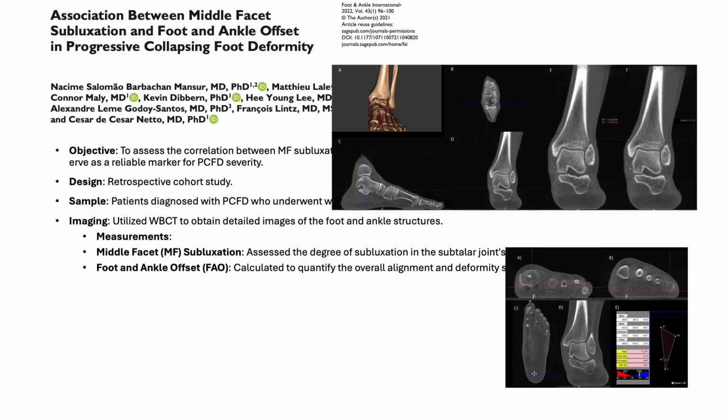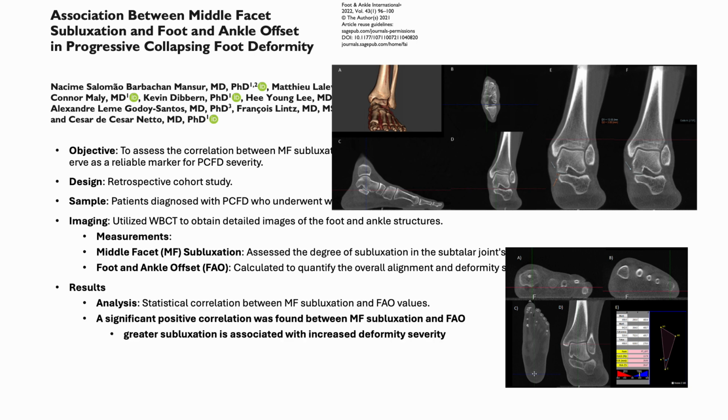And then they took basically the first metatarsal, fifth metatarsal, and then talus. That's your, and then you can get the foot and ankle offset, calcaneus, and you get the foot and ankle offset number because that'll help tell you if you're in a varus or valgus position. And what they found was a significant positive correlation between middle facet subluxation and foot and ankle offset. So basically, if you had greater subluxation, it is more of a bigger deformity, which makes sense.